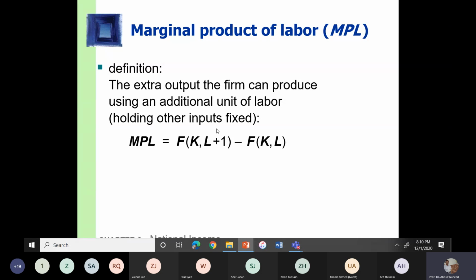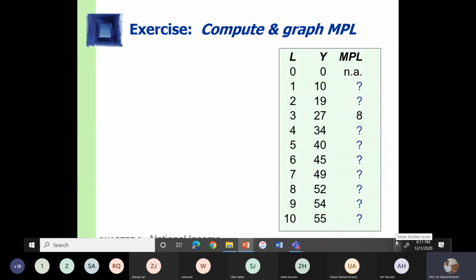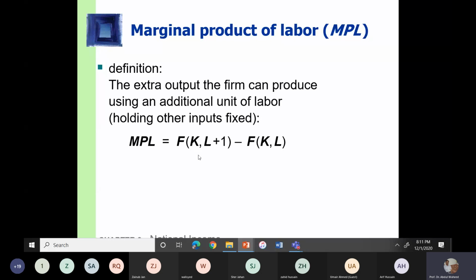This is the output production function. We add one labor here, and this is the original output. This is the output with one additional labor. So that would be the marginal product of labor. This is the marginal product of labor.